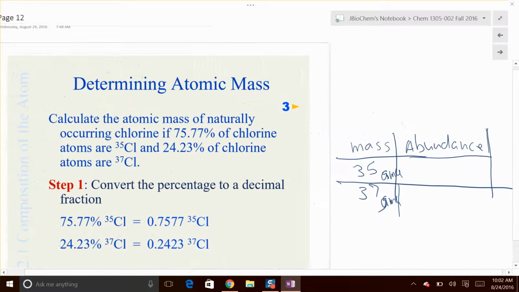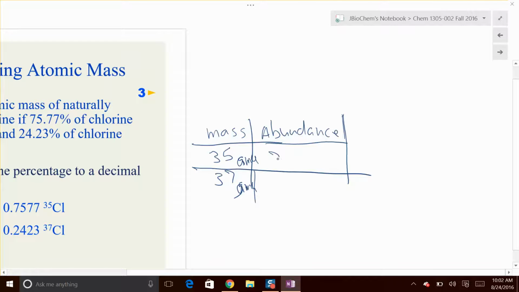Chlorine 35 is 75.77% abundant. Chlorine 37 is 24.23%. Now, if you multiply something by its percentage, what do you have to do to it first? Can I just say 35 times 75.77? What do I have to do? You have to turn it into its fraction, its decimal.